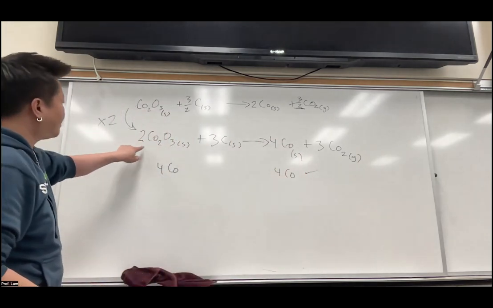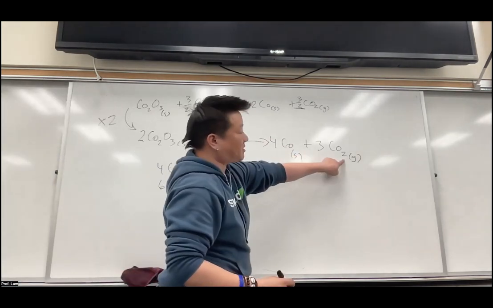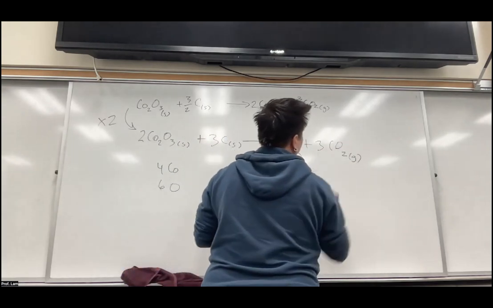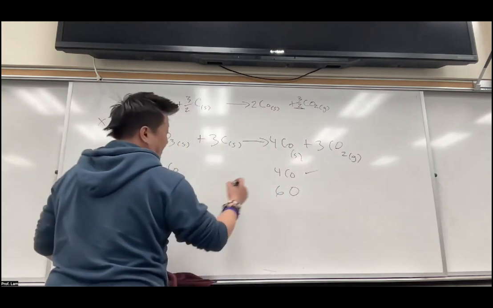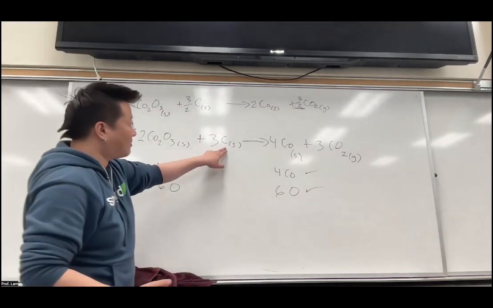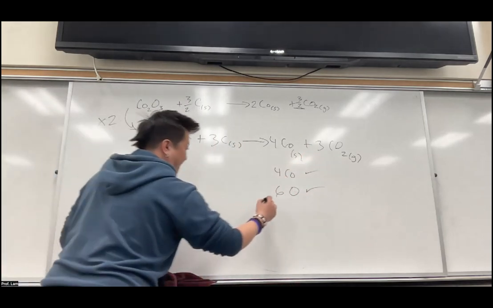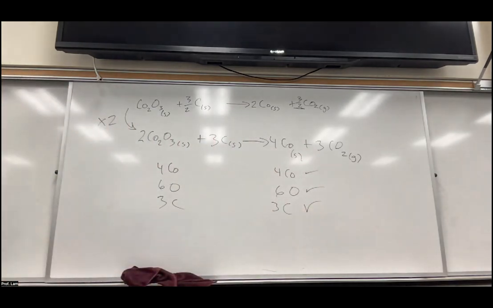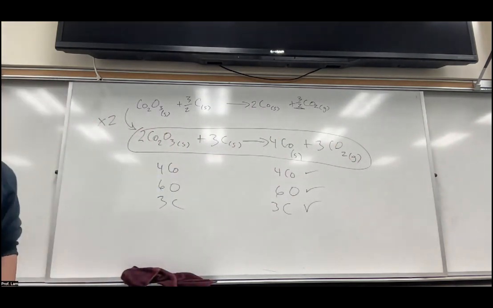Let's count the oxygens. 2 times 3 is 6, so 6 oxygens on the left side. 3 times 2, this is a big O, 3 times 2 is 6, so that's 6 oxygens. That balances out as well. And then we count the carbons: 3 carbons on the left side and 3 carbons on the right side. So I always do that check to make sure my equation's balanced. So that's it.